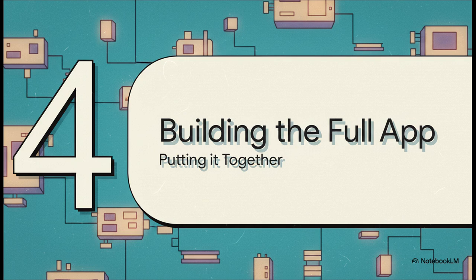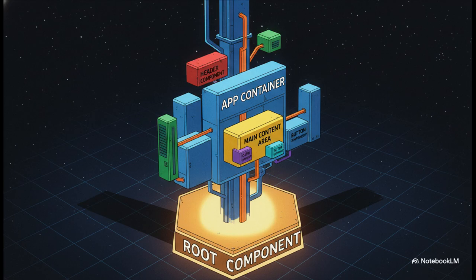Okay, so we've seen the individual bricks, right? We have components, we have data flowing out, and we have events coming in. Now, let's zoom out and see how all these pieces come together to build that entire house. A full Angular app is really just a tree of these components. You start with one main component, kind of like the trunk of the tree, and then you nest other components inside of it, which can have even more components nested inside of them. It's components all the way down. This lets you break down a huge, complicated interface into small, manageable pieces.